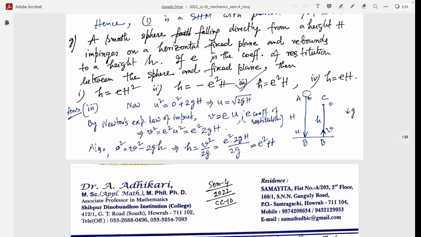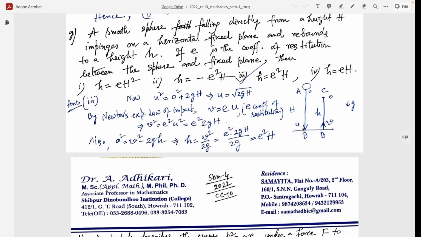At the point A, the velocity is 0, and the velocity before reaching the plane is u. So u square equals 0 square plus 2gH, where g is the acceleration due to gravity downwards. The particle falls in the downward direction, so g is downward, and both are positive. So u square equals 0 square plus 2g capital H. So u equals root over 2gH, the approaching velocity u.